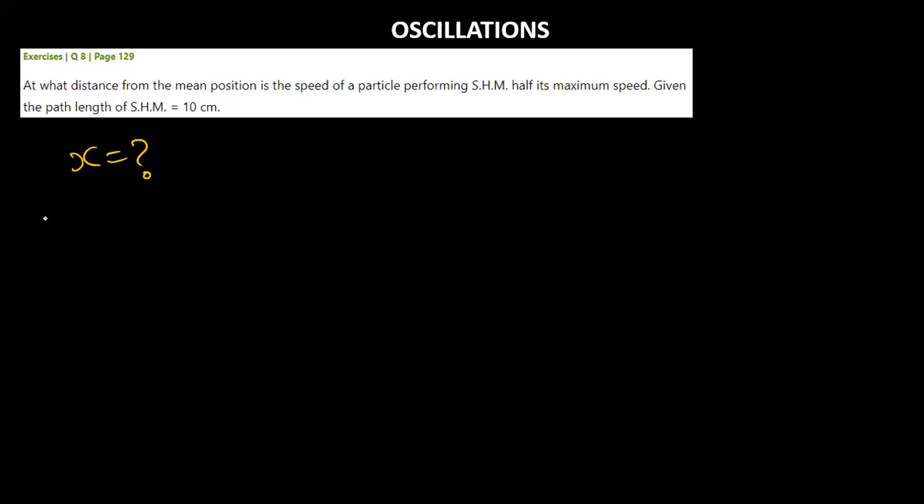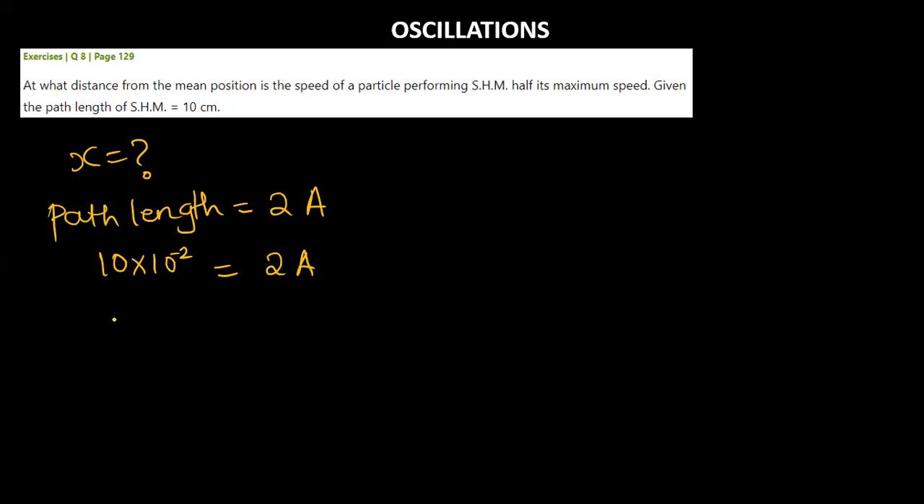Please remember that path length is always equal to 2 times the amplitude. The relation for path length is 2 times amplitude, where capital A is amplitude. So a path length is given as 10 centimeter. We will convert it to meter: 10 into 10 raised to minus 2, that will be equal to 2 times amplitude. So we can solve and write amplitude will be 5 into 10 raised to minus 2 meter. So we have got the amplitude from this given data. The amplitude of the particle performing SHM is 5 into 10 raised to minus 2 meter.